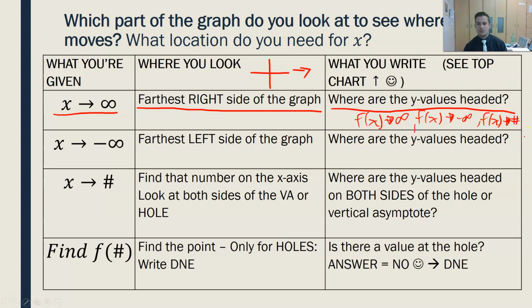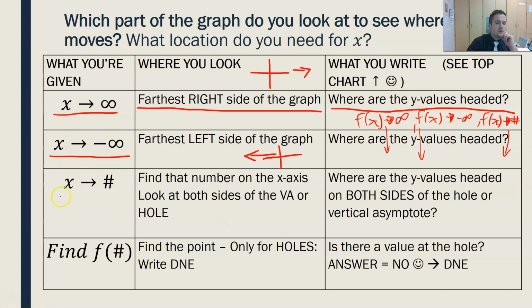So that's an option. If I was given the prompt x approaches negative infinity, on my graph here, I'm looking at what happens as I go to the farthest left side of the graph, because in the x direction, negative infinity is the farthest left point of the graph. And what I would write, again, I refer to the chart up above, I'd either write f of x approaches infinity, f of x approaches negative infinity, or f of x will be approaching one specific particular number. We're going to see what that looks like in a minute here.